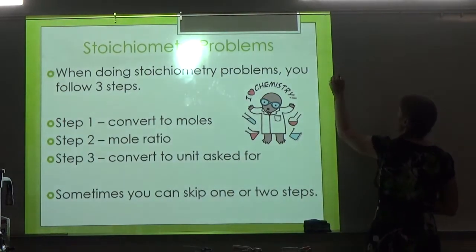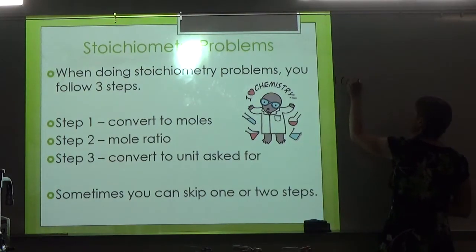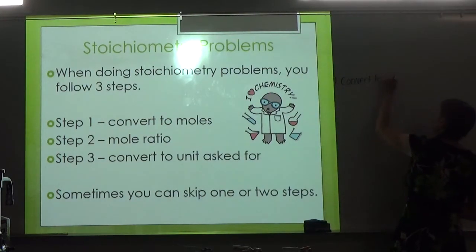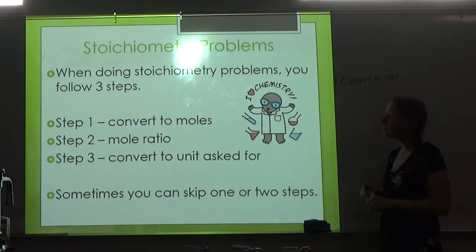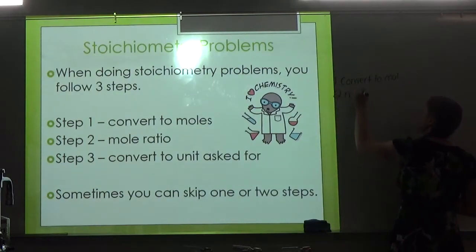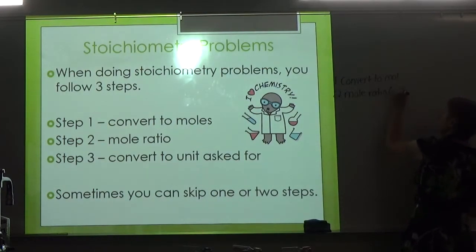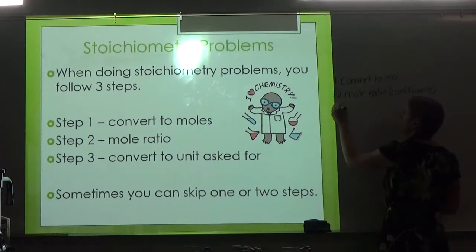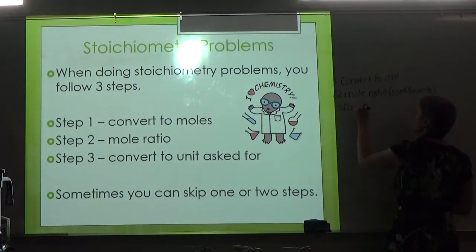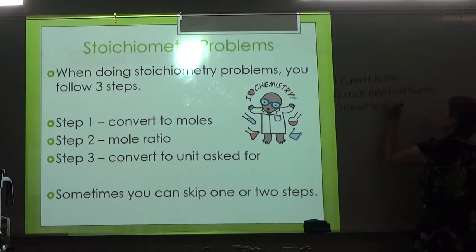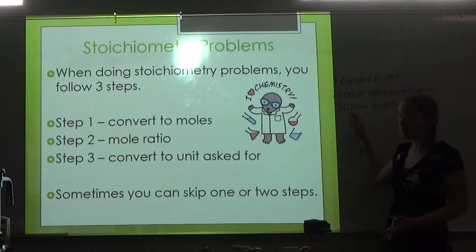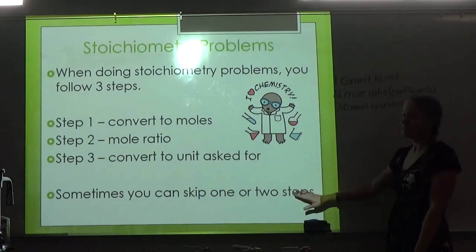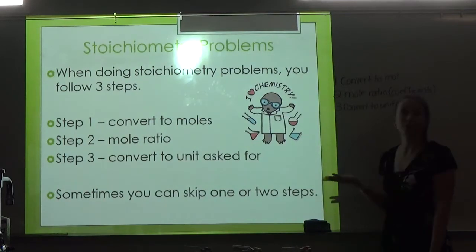And so there's 3 steps that you're going to follow. Step 1 is going to be convert to moles. Now, of course, if you get lucky and start with moles, you can skip that step. Step 2 is what we learned from the previous video, and that is the mole ratio. And remember, you make the mole ratio by using the coefficients of the reaction. And then step 3 is to convert to unit asked for. Now, again, because sometimes I might ask for moles, you may be able to skip step 3. So sometimes you can skip steps. It just depends on what you start with and what I ask for.